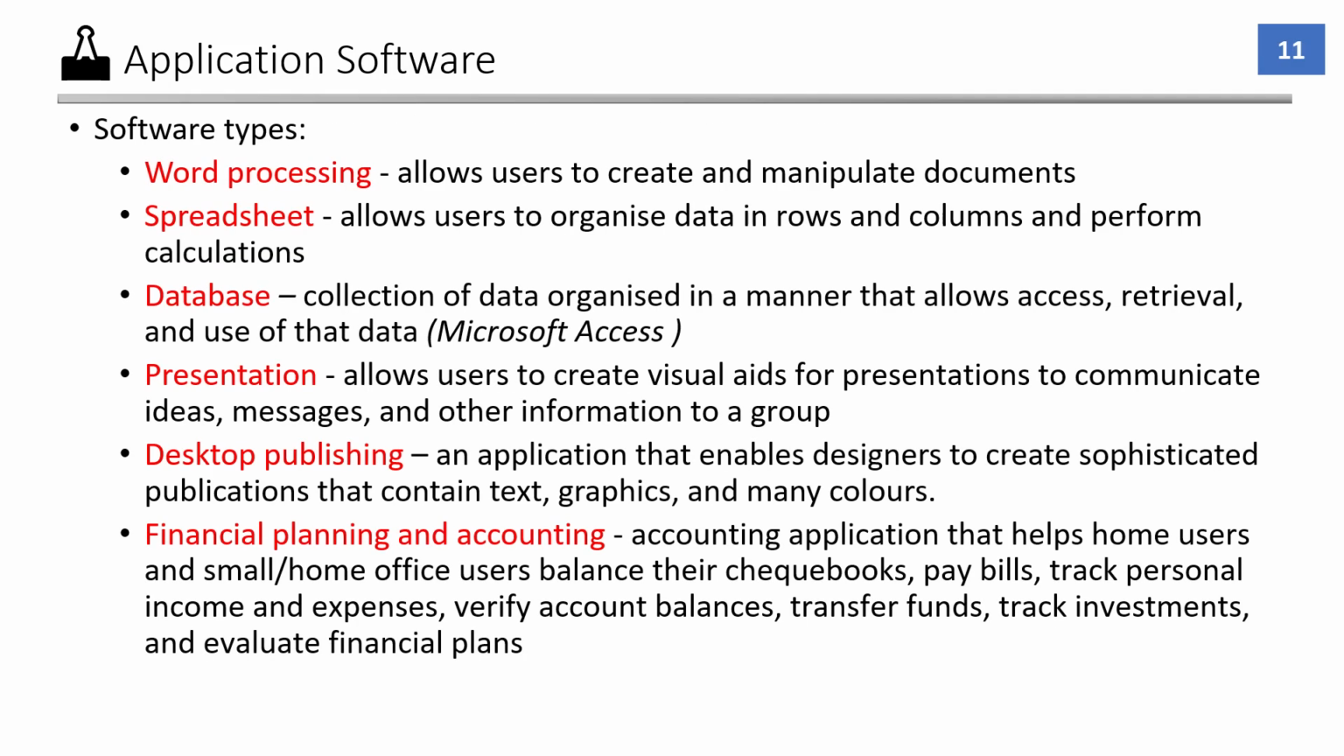There are many types of application software, and each type is designed to help users perform specific tasks. Word processing software allows users to create, edit, and format documents such as letters, reports, and assignments. Spreadsheet software helps users organize data in rows and columns and perform calculations such as budgeting, analysis, and forecasting. Database software stores large amounts of data in an organized way, making it easy to access, search, and update information. An example is Microsoft Access.